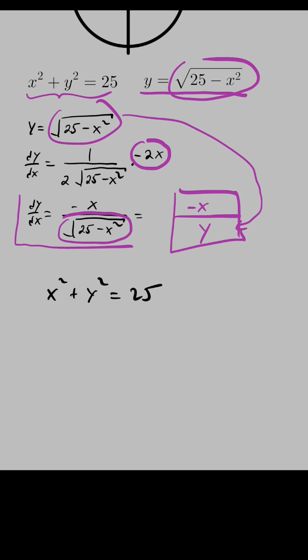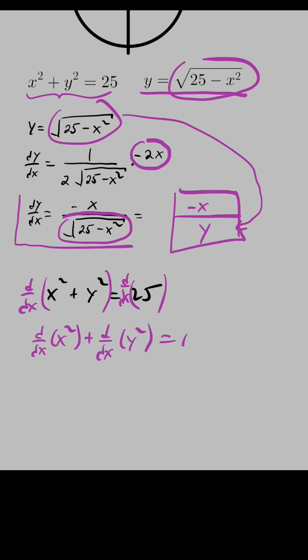x squared plus y squared equals 25. Right now, what I'm going to do is take the derivative of both sides of the equation with respect to x, like this. Okay. So what I have now is the derivative with respect to x of x squared plus d dx of y squared equals 0, because the derivative of a constant is 0.